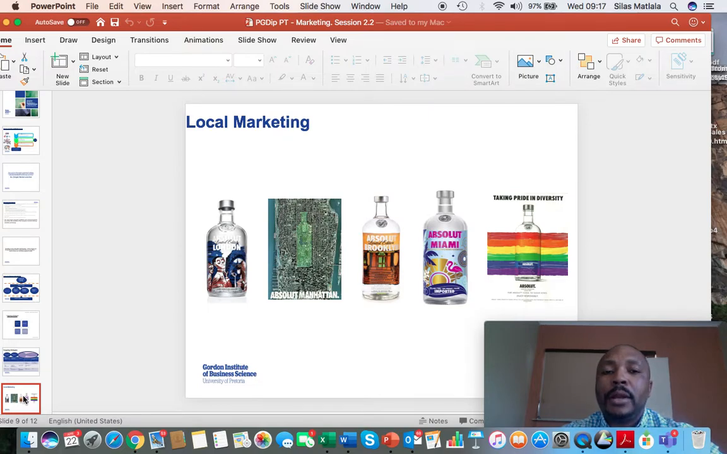If you look at local marketing, you've got a big brand of vodka, which is Absolut Vodka, but they took that vodka and localized it. Absolut London, Absolut Manhattan, Absolut Brooklyn, Absolut Miami, Absolut Pride for specific target markets. Then you take a prevalent brand or a mass market brand, and then you can localize and customize it. And what this does is give the residents of that area some sort of ownership thereof.